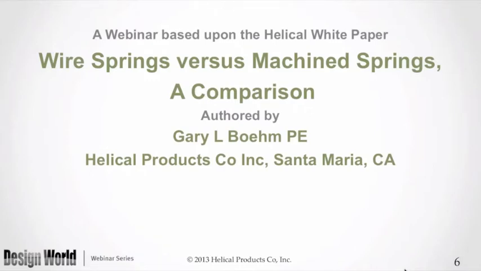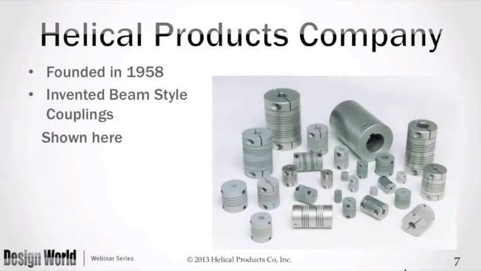So here's a picture of couplings that have been made at Helical Products. The company was founded in 1958, which precedes me, as you can tell if you've done the math. And you can see that we did migrate into the machine spring world because couplings and machine springs are basically the same thing but used slightly differently.